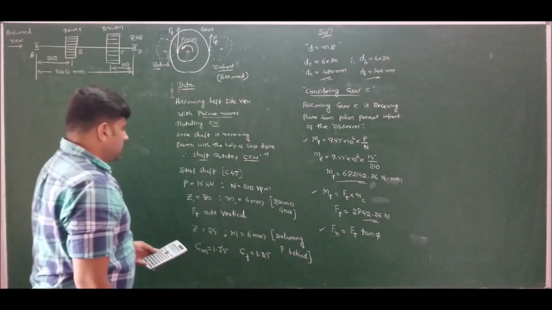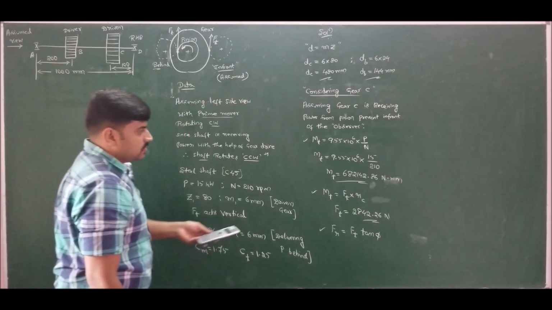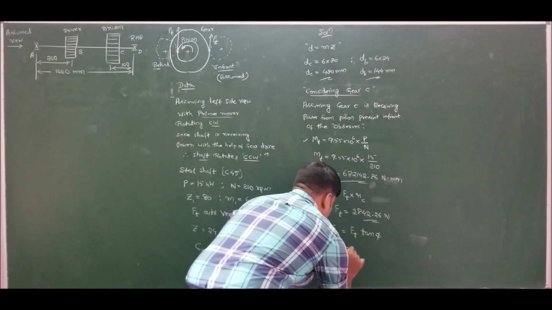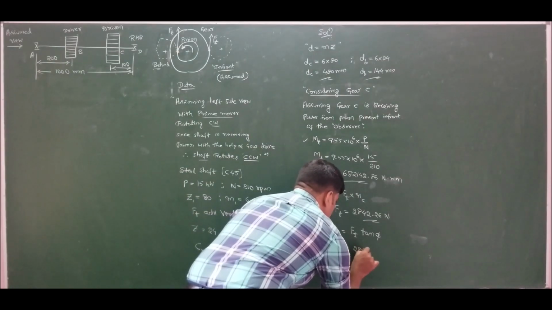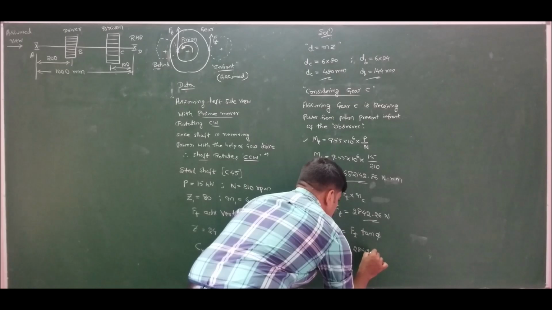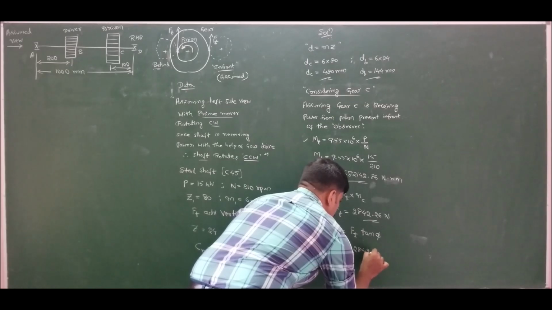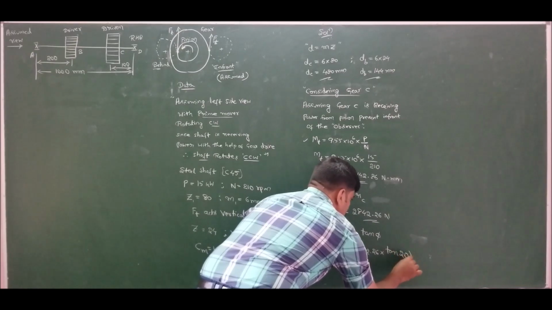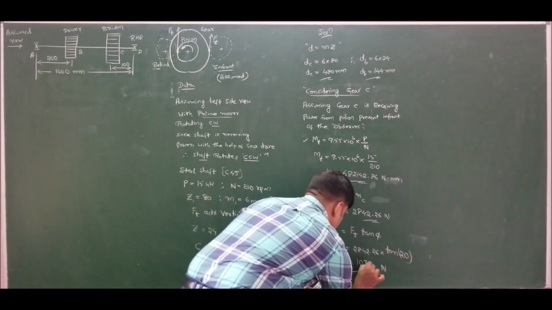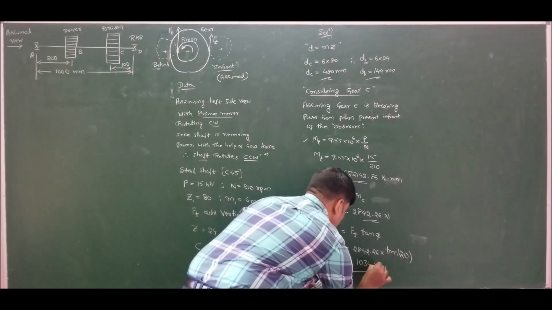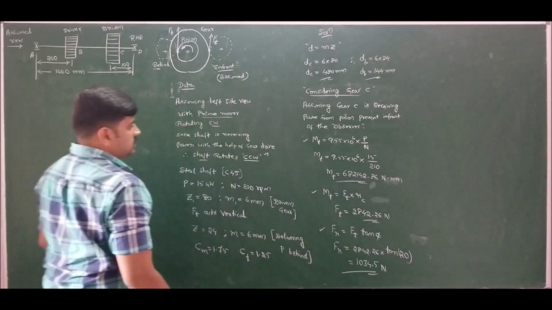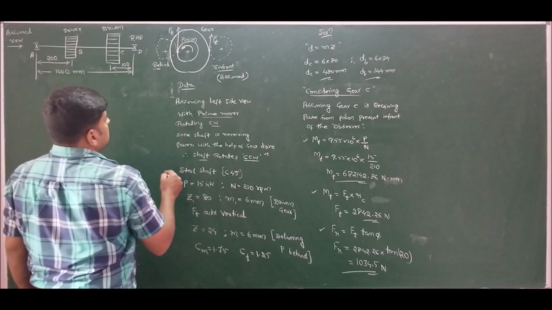Whenever the pressure angle is not given, always assume phi as 20 degrees. So therefore I will get Fr as 2842.26 into tan 20. So the answer is 1034.5. So this completes the forces for gear C.